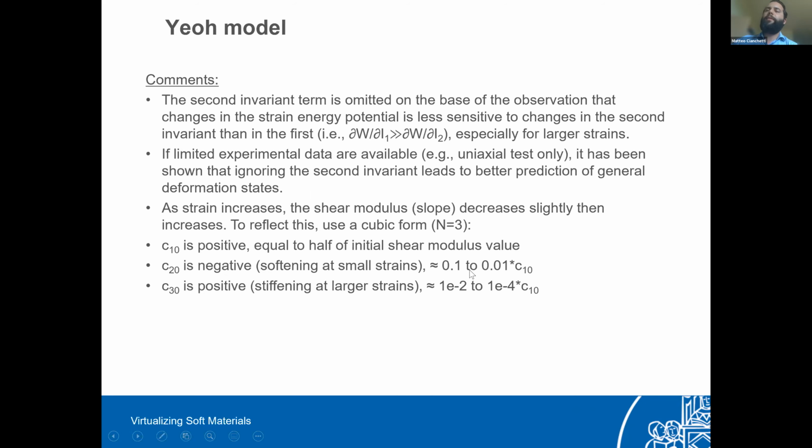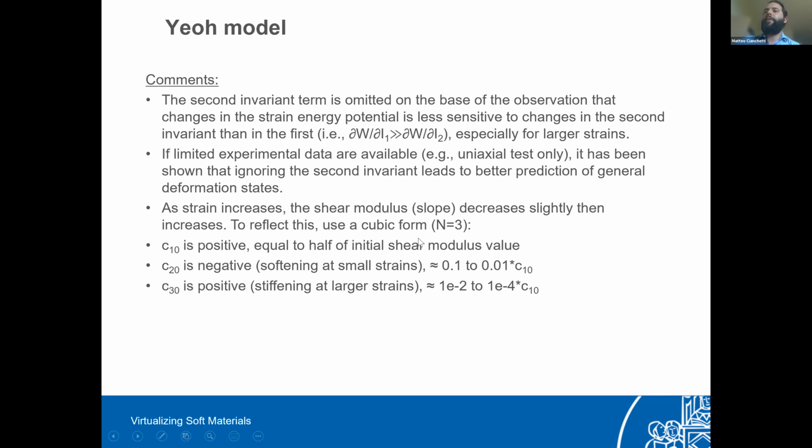Some comments on where this assumption of the first invariant actually comes from. The author of this model observed that changes in the strain energy potential are less sensitive to changes in the second invariant than in the first. So he decided to propose a model that completely neglects this second invariant.